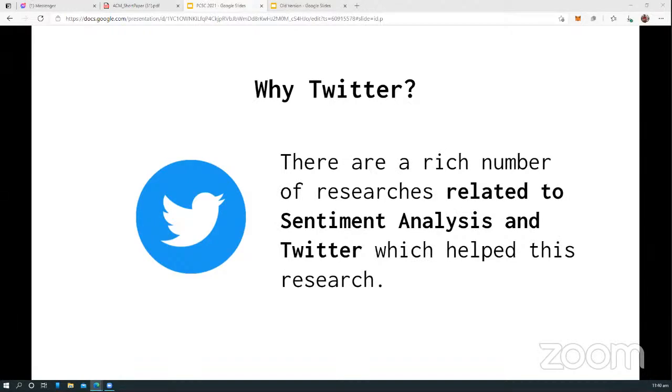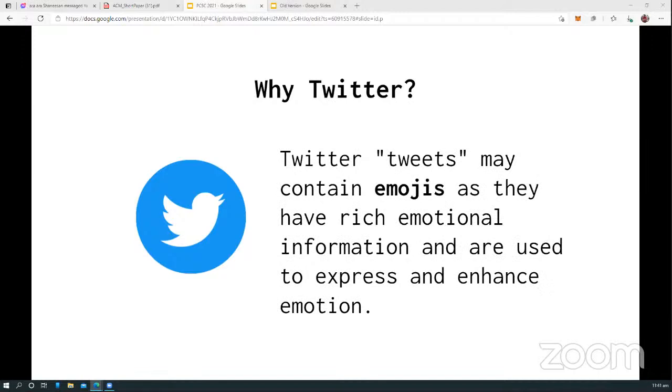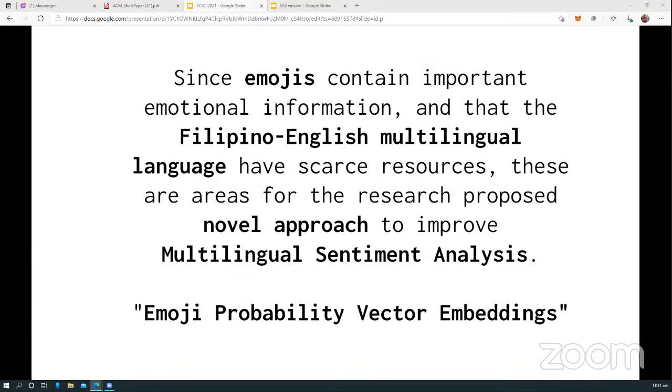There are also a rich number of researches related to sentiment analysis and Twitter, which this research used as reference. Furthermore, Twitter tweets may contain emojis as they have rich emotional information and are used to express and enhance emotion. Since emojis contain important emotional information and the Filipino English multilingual language has scarce resources, these are areas for the research to propose a novel approach to improve multilingual sentiment analysis.